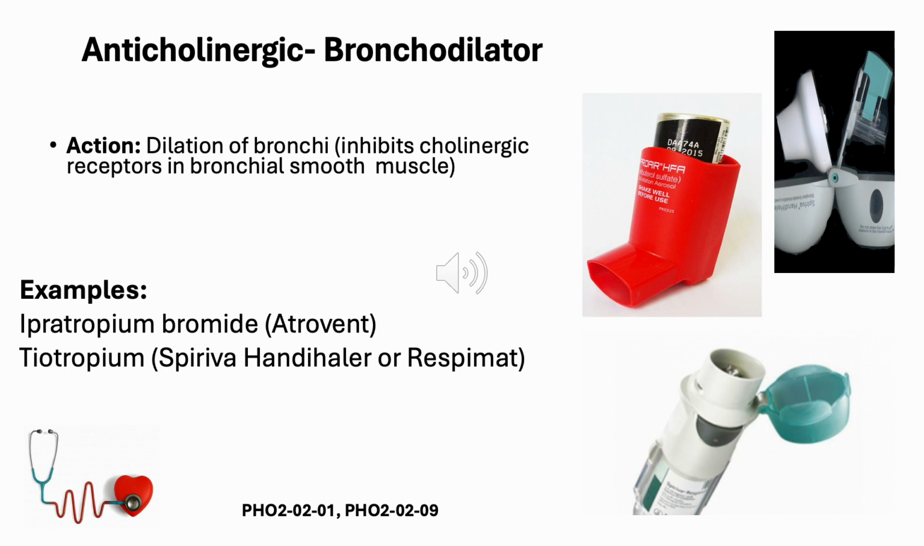Anticholinergic bronchial dilator. The action of this classification is that it dilates the bronchi. It inhibits the cholinergic receptors of the bronchial smooth muscle. Examples of the drugs are ipratropium bromide, known as Atrovent, and tiotropium, which is Spiriva, HandiHaler, or Respimat.